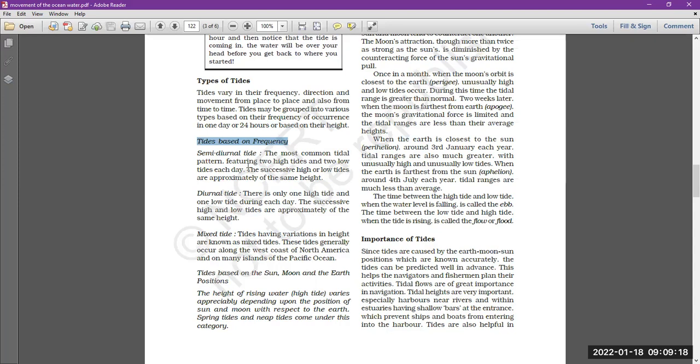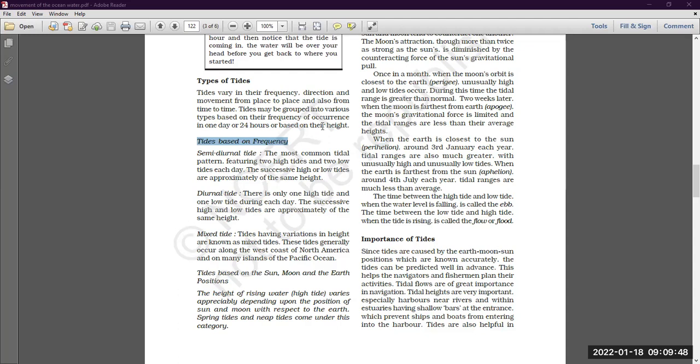So semi-diurnal tides, the most common tidal pattern, feature two high tides or two low tides each day. So as its name indicates, अगर एक दिन के अंदर दो high tide आते हैं और दो low tide आते हैं, as we discussed in the definition. हमने definition में क्या discuss किया था? That tide is the rise and fall of the oceanic water.